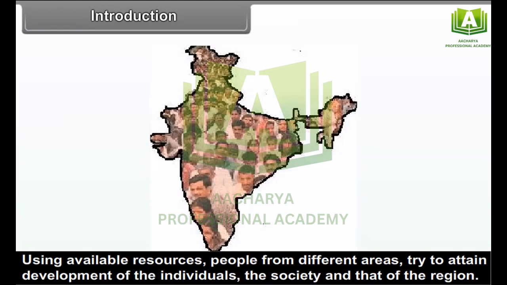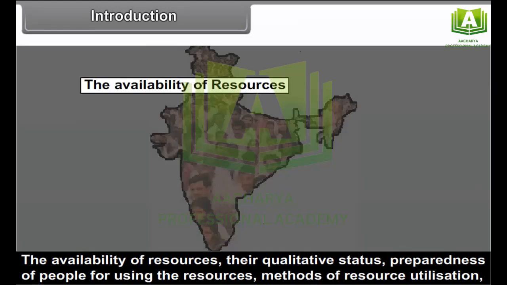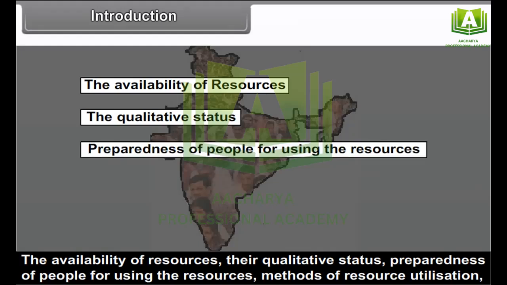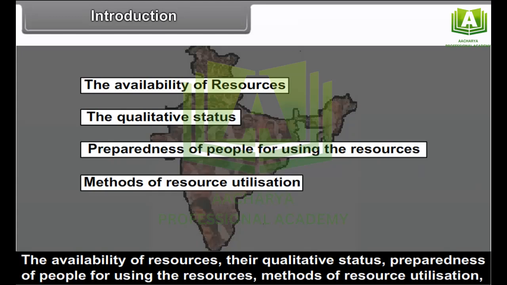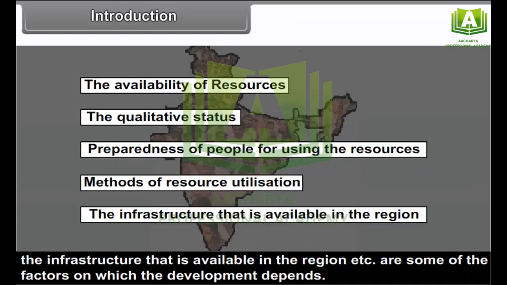that of the region. The availability of resources, their qualitative status, preparedness of people for using the resources, methods of resource utilization, the infrastructure that is available in the region, etc. are some of the factors on which the development depends.